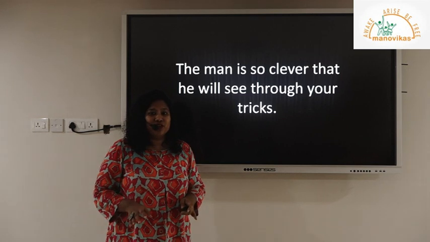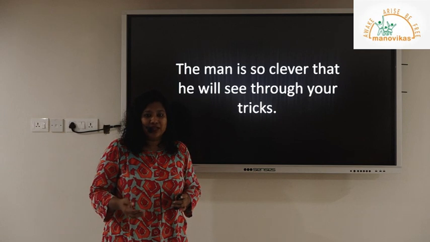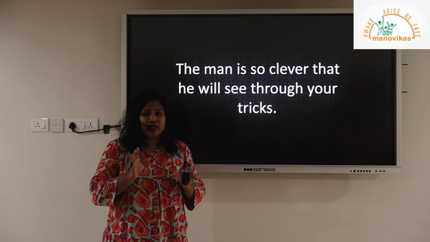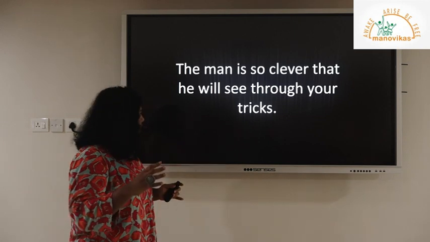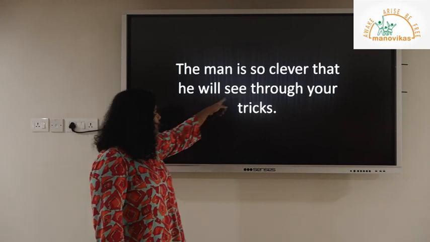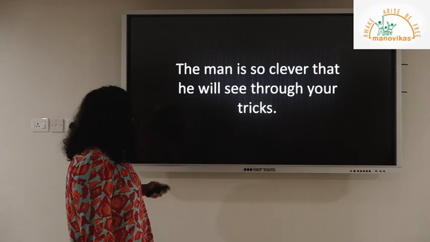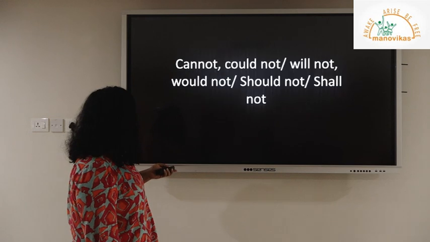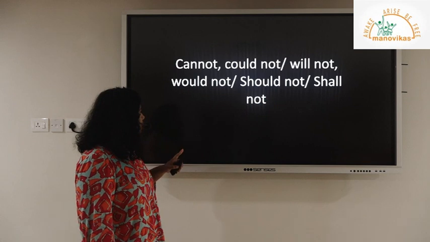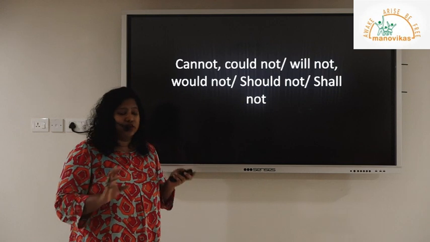If you have been pausing the video and trying to solve this on your own, that's fantastic because you're trying to do it independently. If you have managed to get the correct answer, good job. If you haven't, that's fine. We can practice as we go through the year. So the man is so clever that he will see through your tricks. If you notice, there is no not that is used. So, modal auxiliaries or words such as cannot, could not, will not, would not, should not, shall not can be used when we are transforming the sentence.